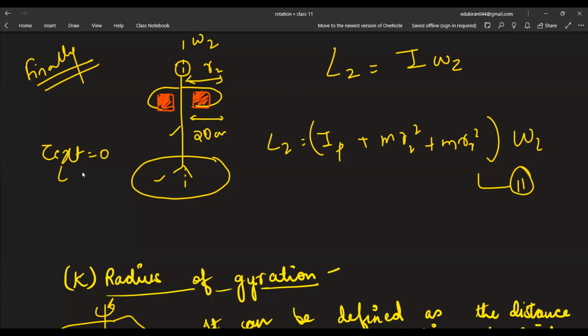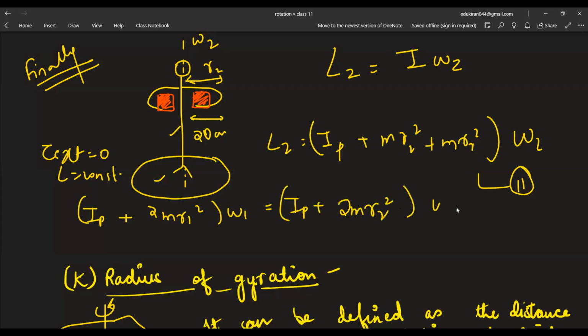So, you know, angular momentum is conserved. Means both the angular momentum you are taking. That is IP plus, I'm straight away writing it as 2mr1 square into omega 1 is equal to IP plus 2mr2 square into omega 2. This is your task to find.